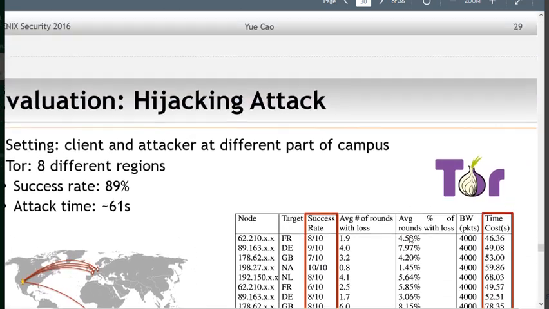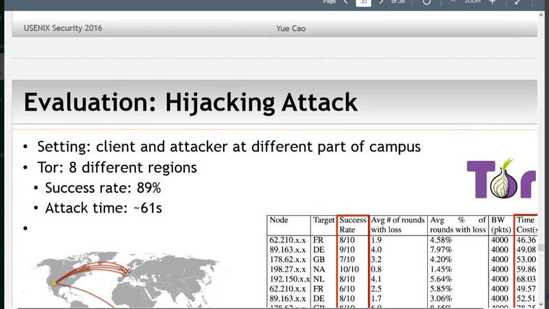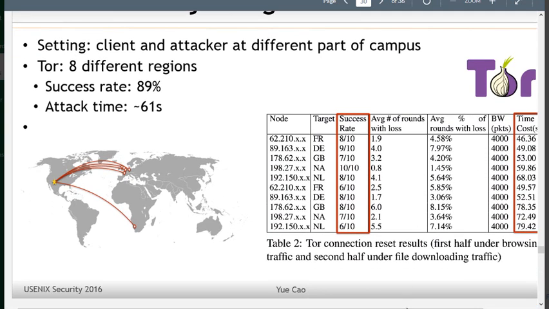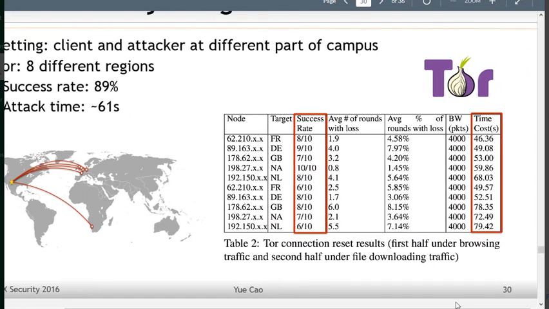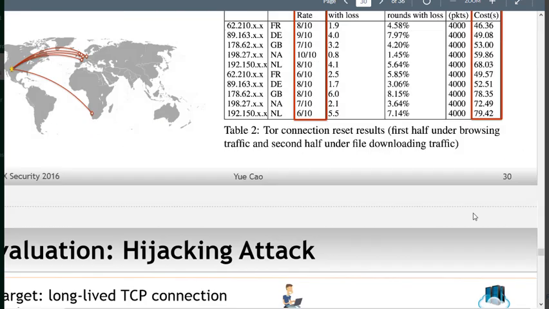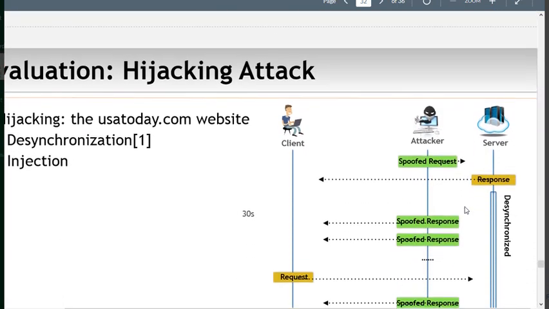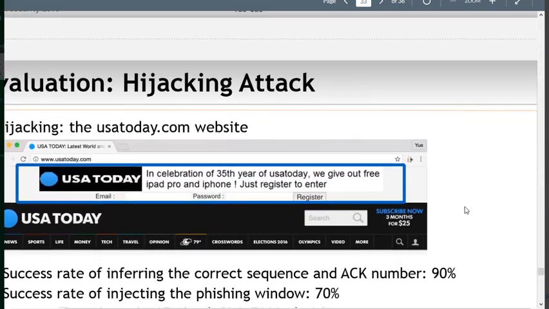And this is the data hijacking attack, where they try to inject fake data into the customer. Okay, so this is the Tor connection reset, and again, this is the success rate. You can see this is a little bit worse than the blind reset in the previous one, and this is the average time. Okay, and this is the hijacking data attack.